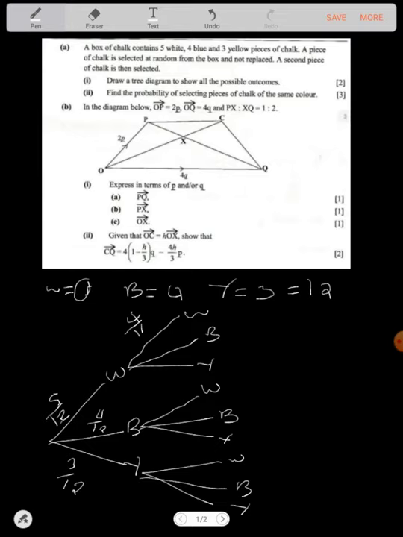But if you pick white and blue, it's not the same. If you pick white, that's the first selection. If you pick blue, blue has its first selection, so blue still remains the same, 4, but the total will change, so it will be over 11. Then, what if you pick white and yellow? Yellow will still remain the same because that's its first selection: 3 over 11. So I can write here 3 over 11.